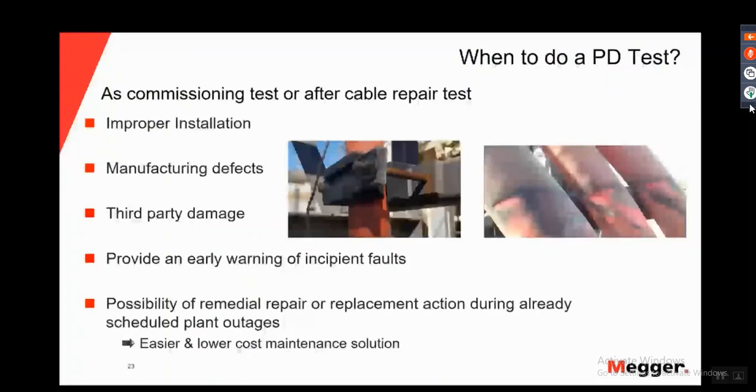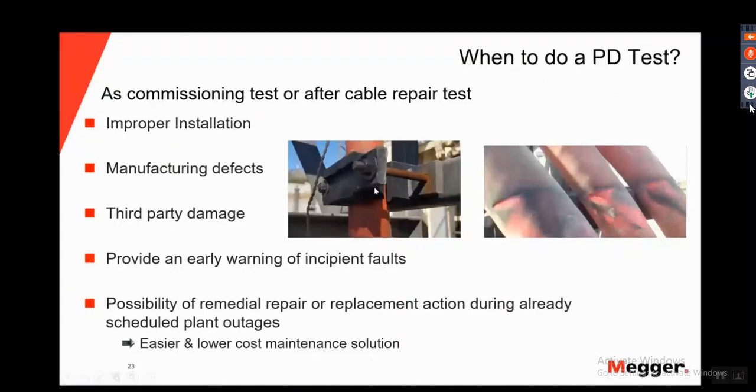When do we use partial discharge? We can use it as a commissioning test or after cable repair tests. The goal is to find improper installation, manufacturer defects, or third-party damage. Partial discharge is especially good at finding poor workmanship, manufacturer defects, or installation problems. For instance, if the cable was bent too much, we have a chance to find that kind of issue with partial discharge.